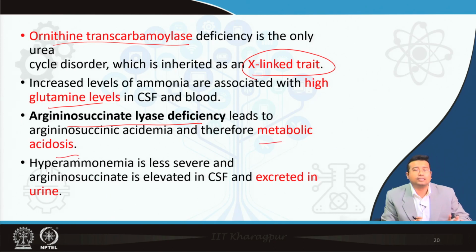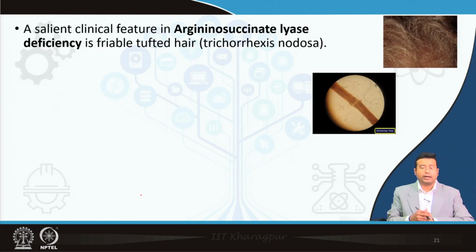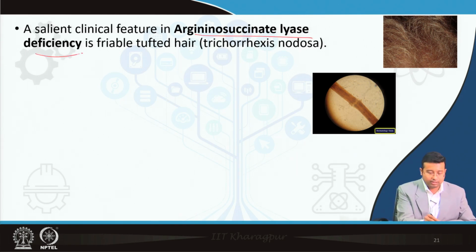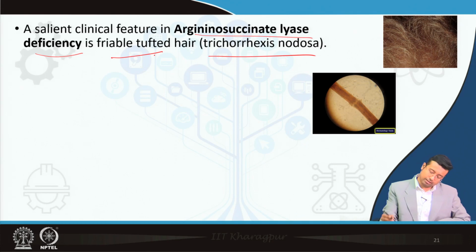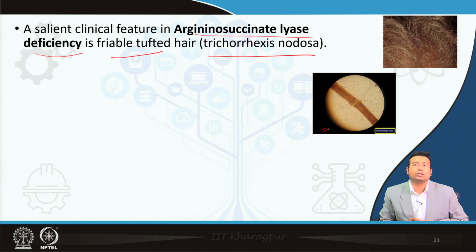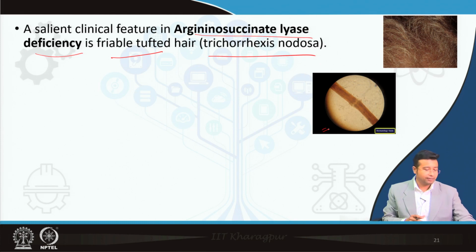So, argininosuccinic aciduria is a case where argininosuccinate is elevated in the CSF and excreted in urine. A special clinical feature that happens in argininosuccinate lyase deficiency is trichorrhexis nodosa. It is characterized by friable and tufted hair. The hair is very much tufted and it easily breaks. This is a microscopic figure in which the breakage of the hair is being shown. It is broken internally, so with one gentle pull the hair will be very brittle.